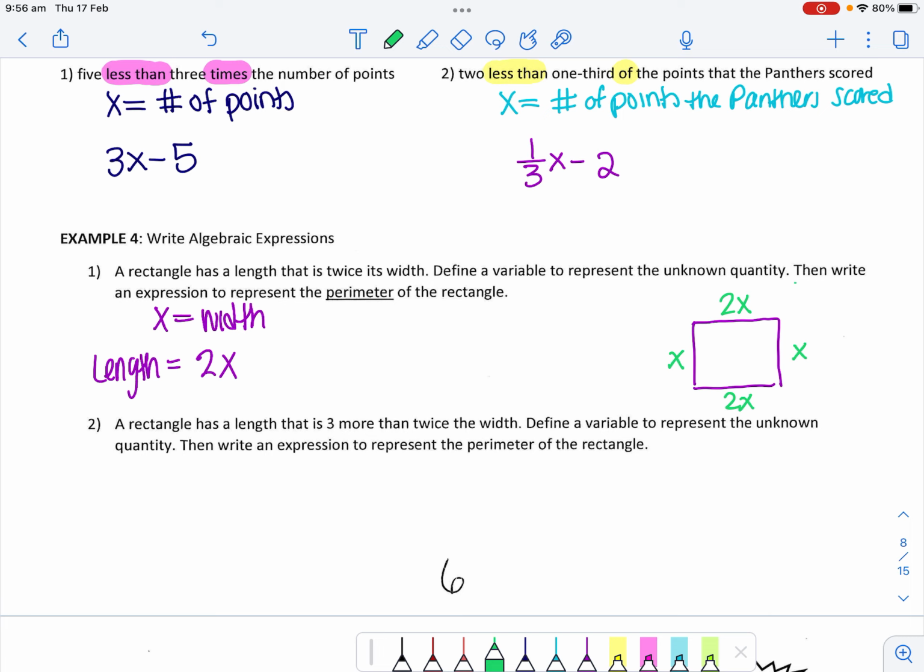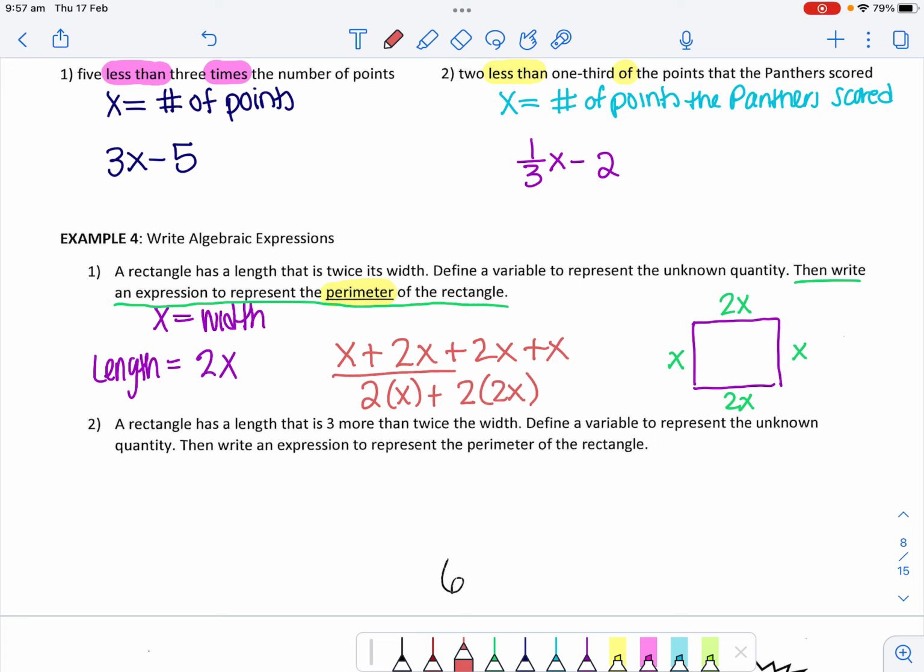And it says, then write an expression to represent the perimeter of the rectangle. So we have to know how to find the perimeter of a rectangle. To find the perimeter, I'm going to add up all 4 sides. So it's going to be x plus 2x plus 2x plus x. You can have those in any order because the order of addition does not matter. You can also say 2 times x plus 2 times 2x. Whichever works better for you. Most of us are going to pick this top one where we add the 4 sides together.